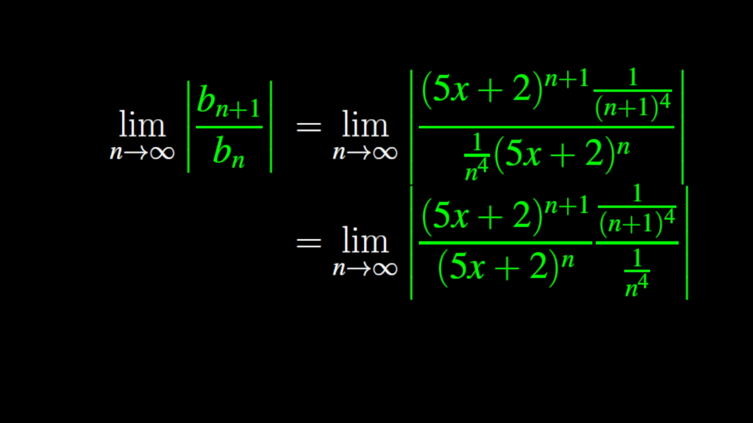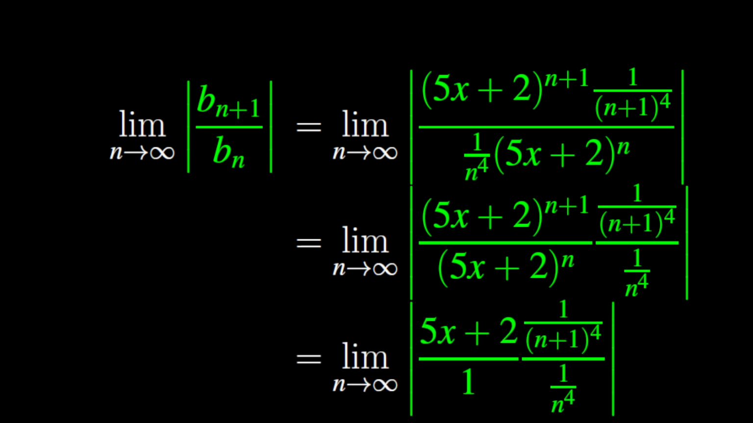The limit of the ratio can be reorganized as the limit as n goes to infinity of the absolute value of (5x plus 2) to the power n plus 1 over (5x plus 2) to the power n, times 1 over (n plus 1) to the power 4 over 1 over n to the power 4. This is the same as the limit as n goes to infinity of the absolute value of (5x plus 2) over 1 times 1 over (n plus 1) to the power 4 over 1 over n to the power 4.